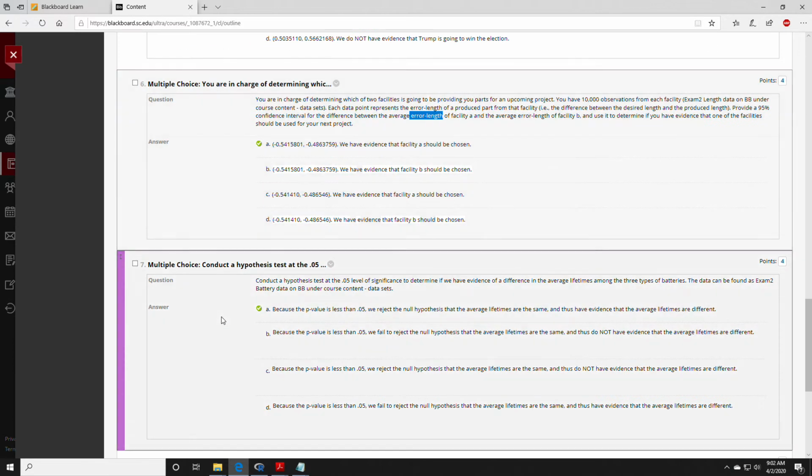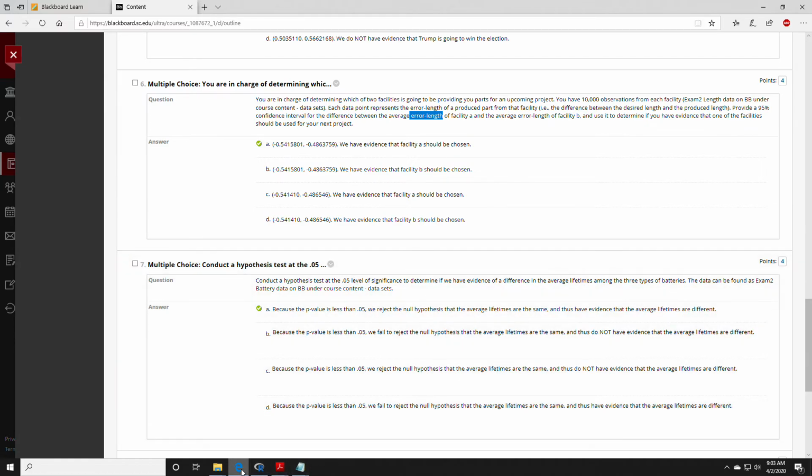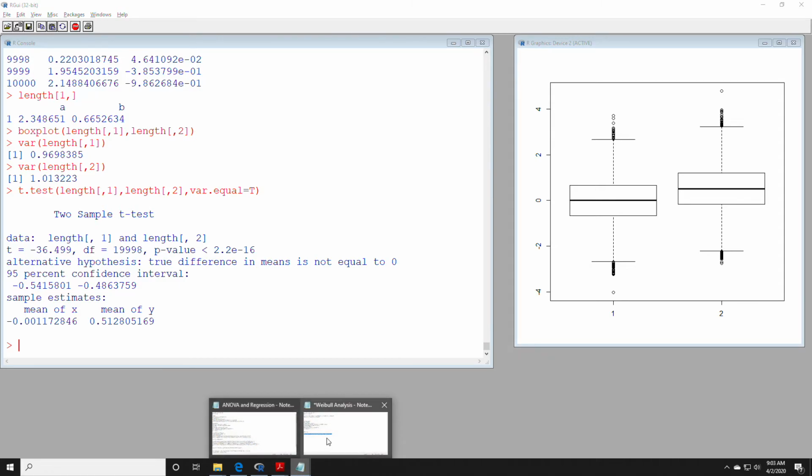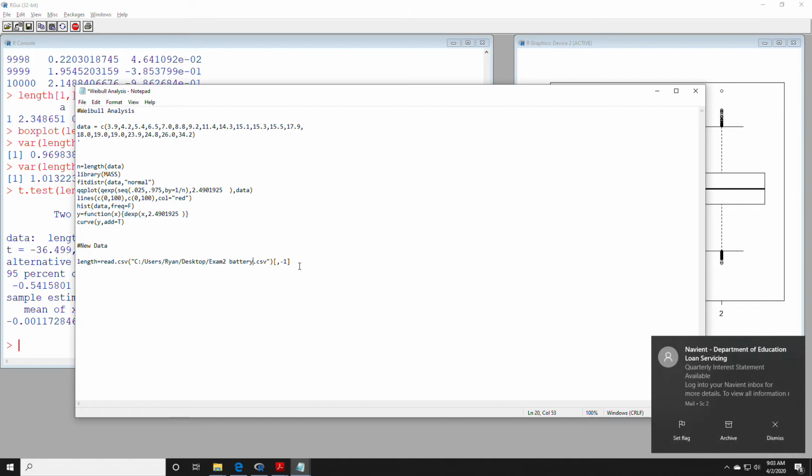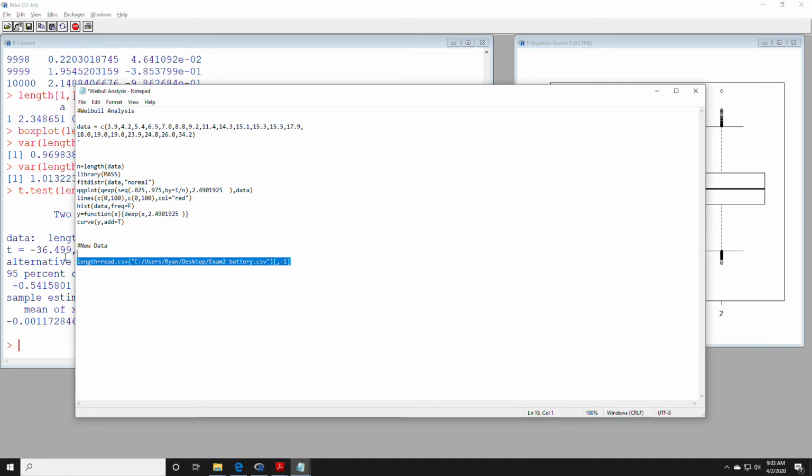All right. Hypothesis test. We want to do a hypothesis test at the 0.05 level of significance to determine if we have evidence of a difference in the average lifetimes among three types of batteries. Okay, let's get our data. In this case, battery, and I think it was actually lowercase, which we have to put away. I'll go ahead and change this to, I'll just call it bat.